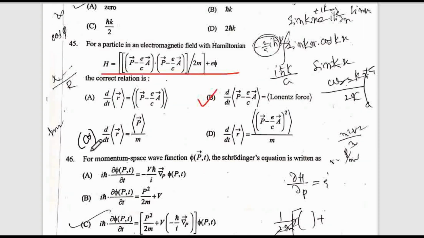But if you see option C, there is only the p vector present, and the term e by c A vector is not present, so relation C is also incorrect. And if you see option D, this is again d by dt of r vector, which is a velocity term, but on the right hand side p square by m is present, which is not a velocity term. It is a term of kinetic energy, in the dimension of energy, while the left hand side has the dimension of velocity. So option D cannot be equal. So option B is the correct relation. In this way, you can find the correct answer. Okay, thank you.